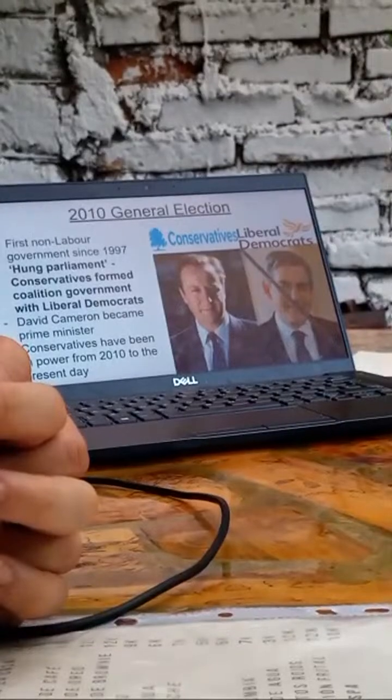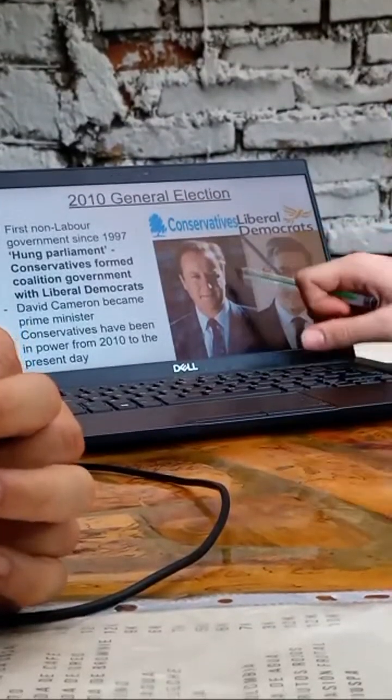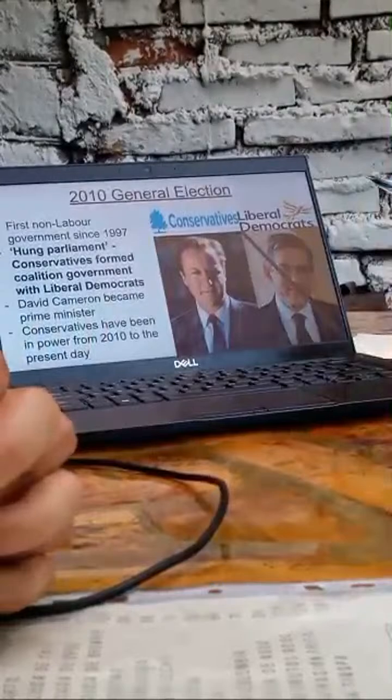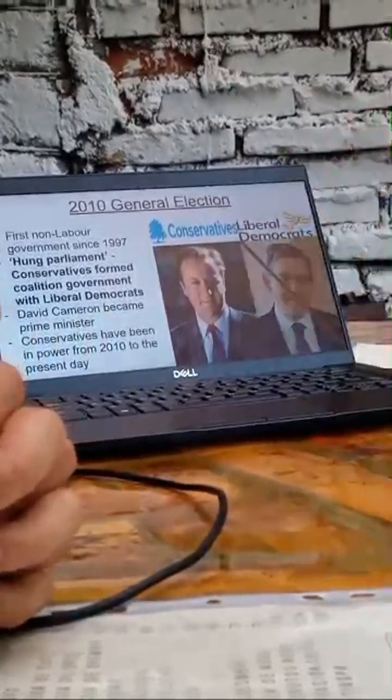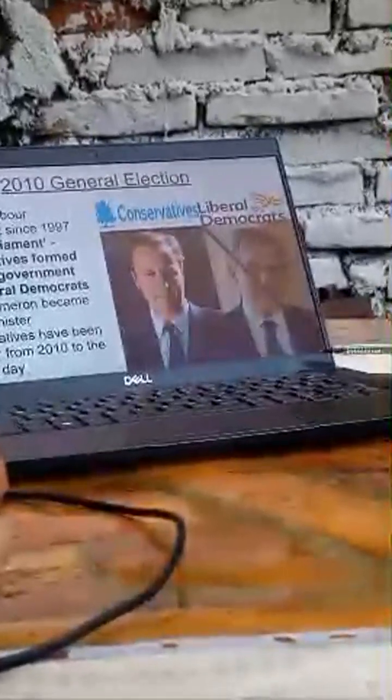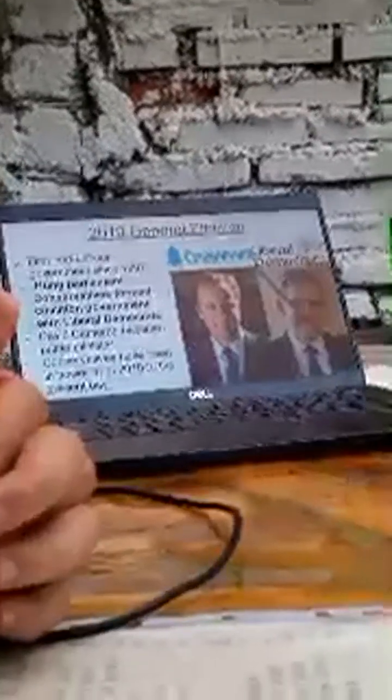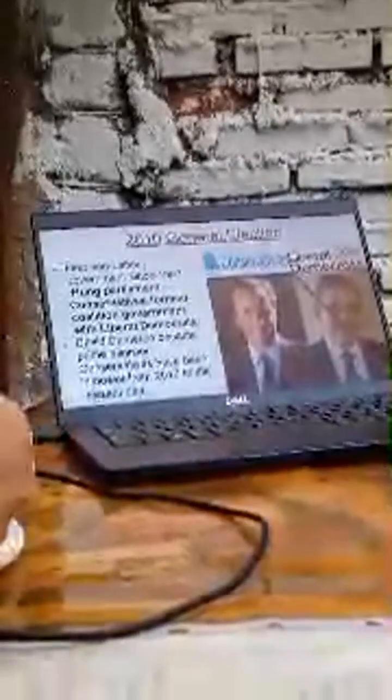I'll show you the winner on the left here and the loser here. This is a guy called Gordon Brown. He was Scottish Labour. Labour had been in power since 1997. So for 13 years there was only a Labour government, and it all changed here in 2010.